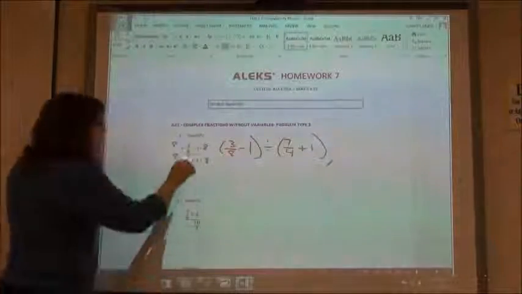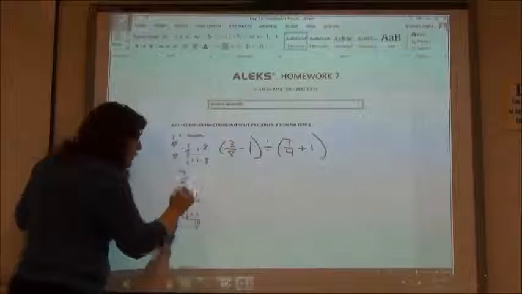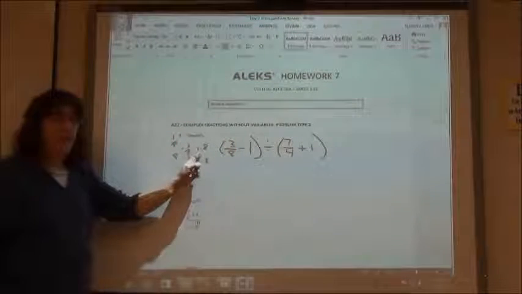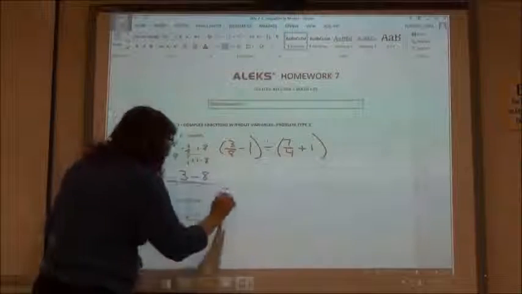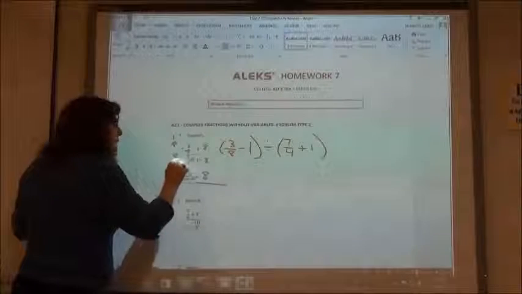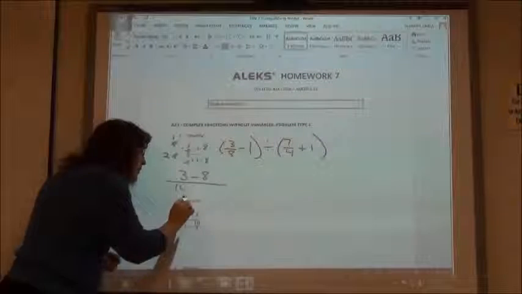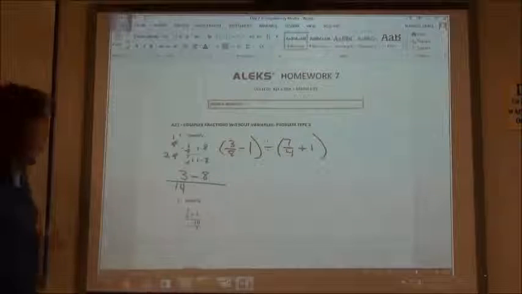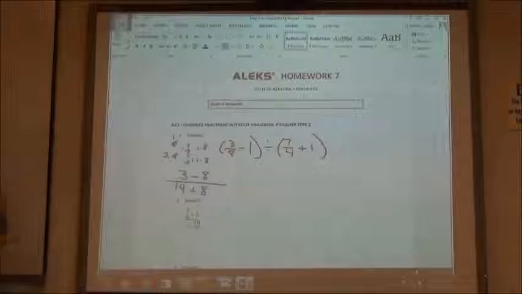So on the first one, the 8's are just going to cancel. 8 goes into 8 one time. 1 times 3, still 3 up there on top. Minus, here I'm just going to do 1 times 8 because I don't have a fraction, so I'm going to get 8. On the bottom, 4 goes into 8 2 times. 2 times 7 is 14. Plus 1 times 8 is 8.